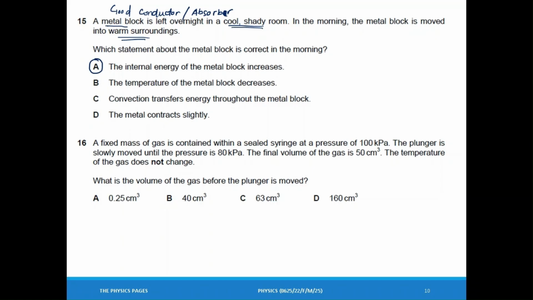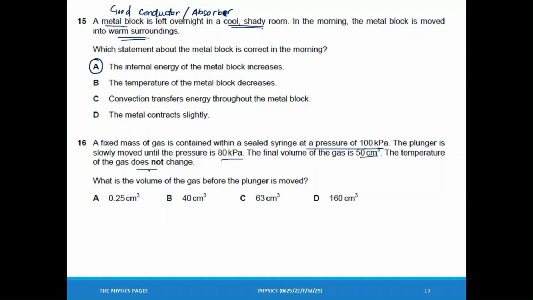Number 16 is a fixed mass of gas contained within a sealed syringe at a pressure of 100 kilopascal, and a plunger is slowly moved until the pressure reduces to 80 kilopascal. The final volume is 50 cubic centimeter. The temperature does not change.